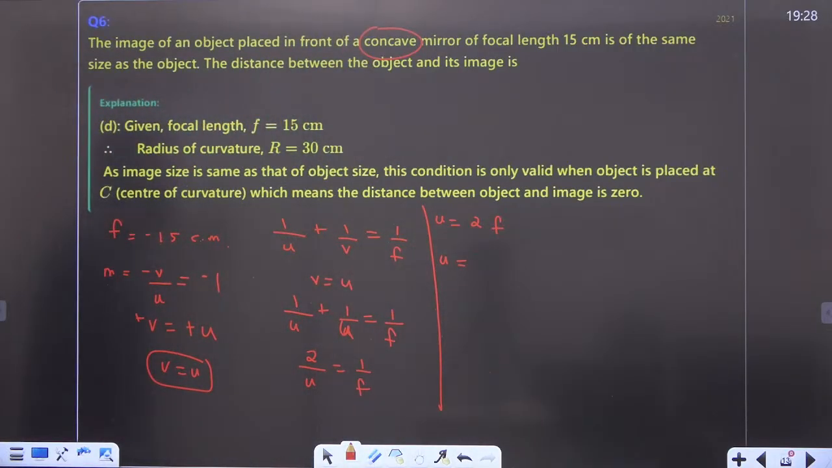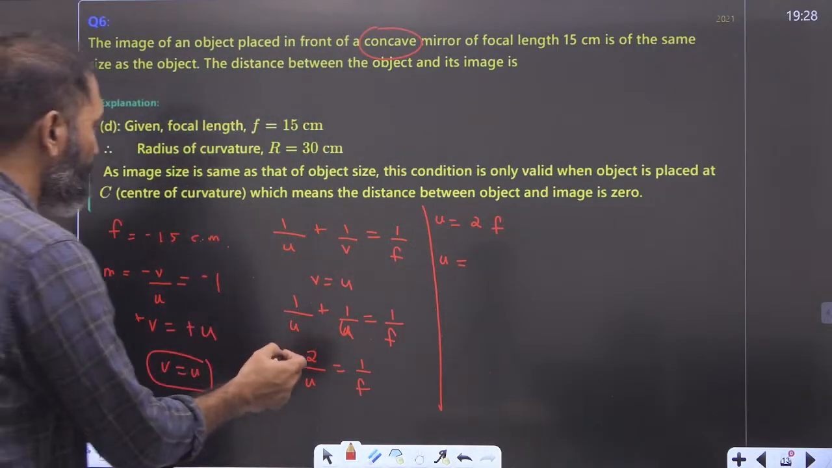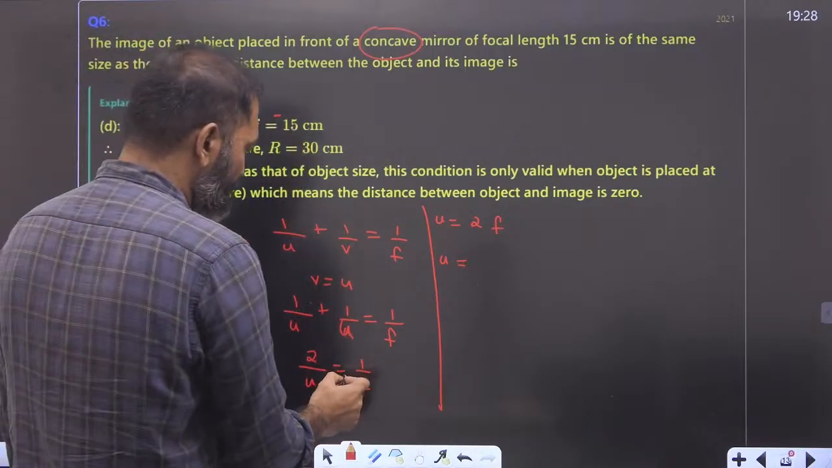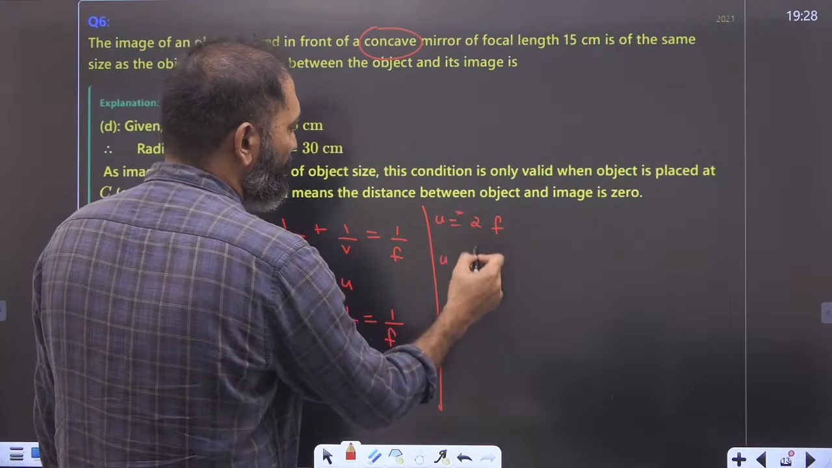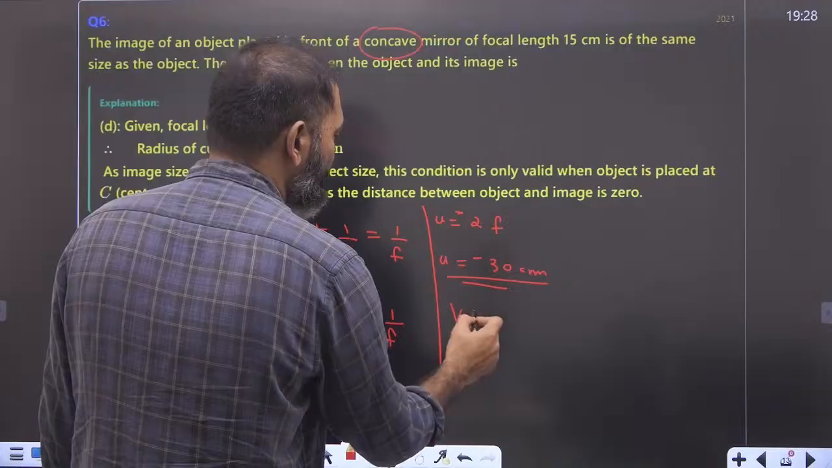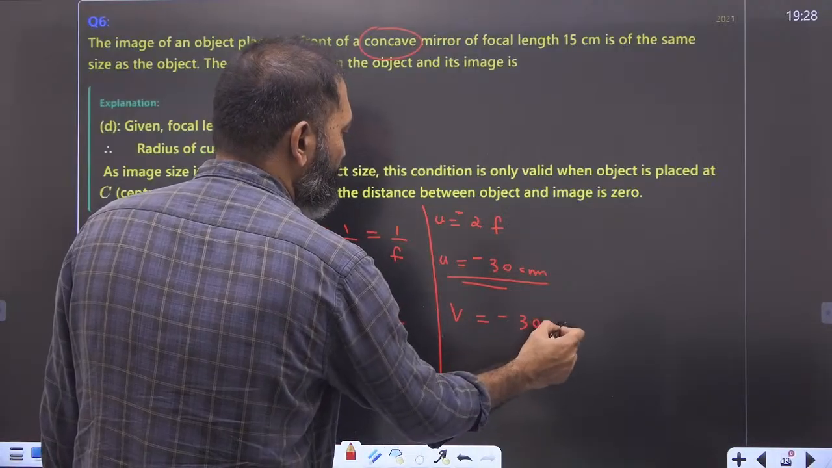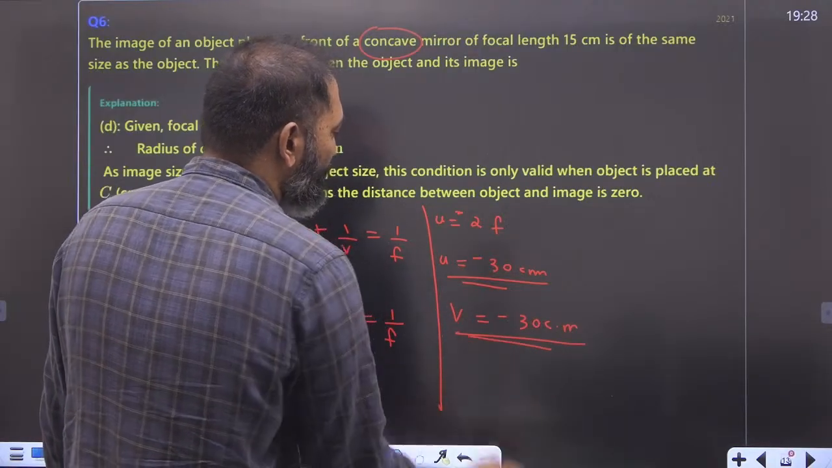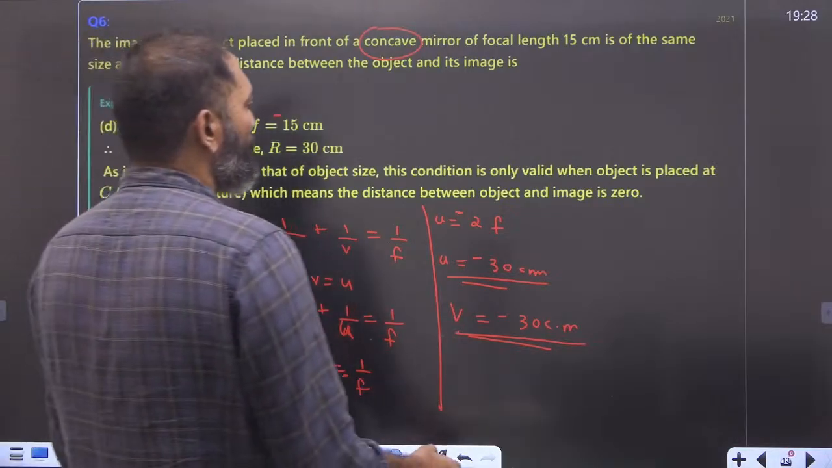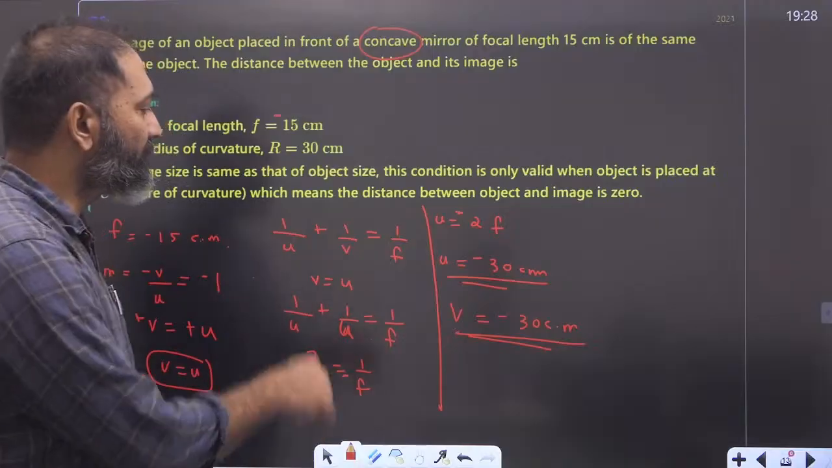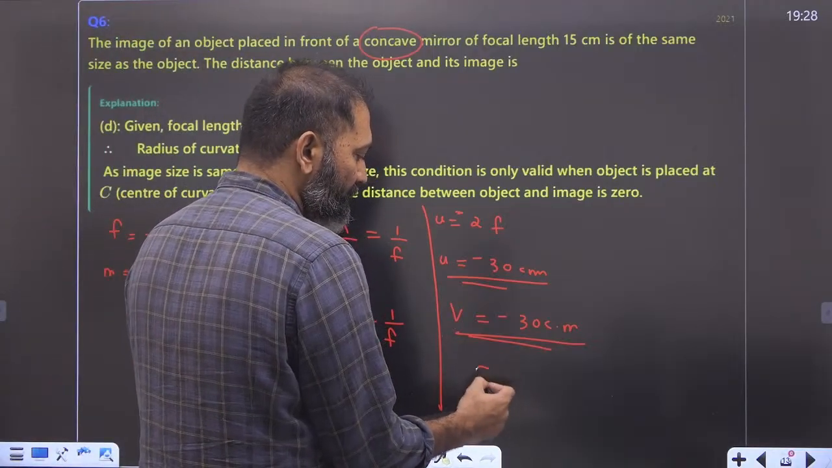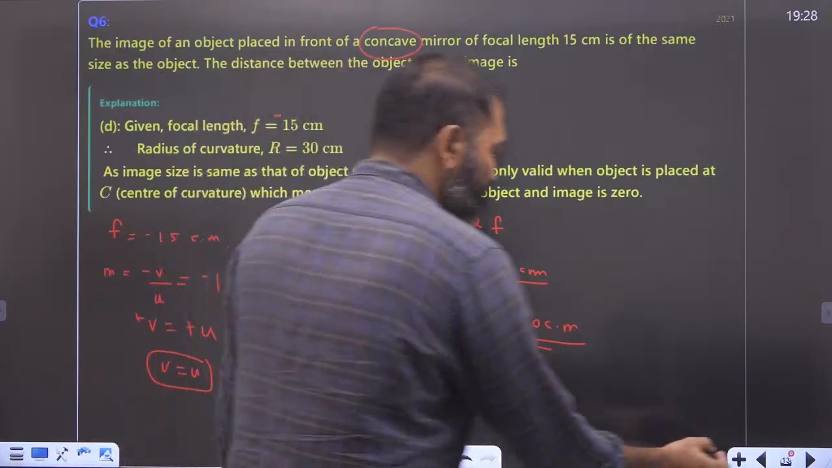Here f, the focal length, is minus 15. So u equals 2f, that is minus 30, isn't it? So the image distance is also minus 30. So both the image and object are on the same side, in front of the mirror. So what is the distance between object and image? The distance will be 0.